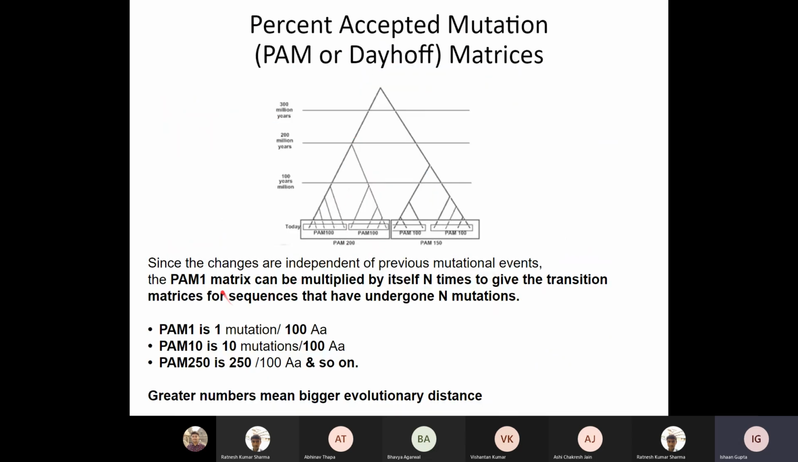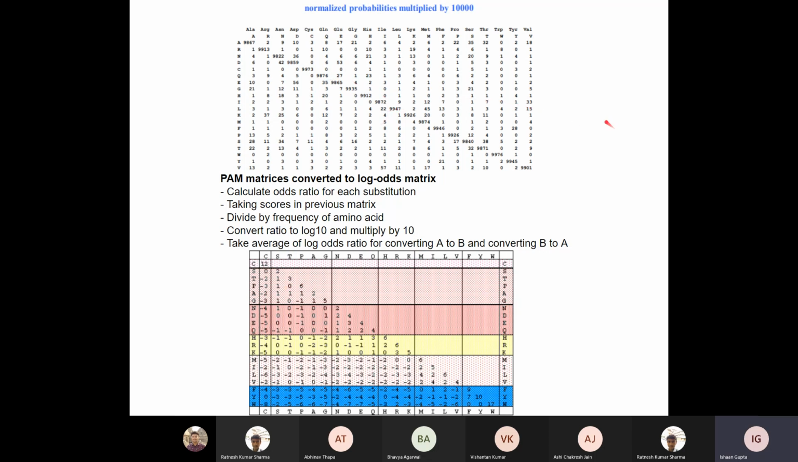Now, because in the PAM1 matrix the assumption is that each mutation event is independent of the other mutation events, the PAM1 matrix can be multiplied n times to give a transition matrix. So if you multiply PAM1 with itself 10 times, then you get a PAM10 matrix. So you don't actually have to look at specific columns because you only construct the PAM1 matrix, right? And you get this kind of scoring scheme, which is converted into an intermediate scoring scheme. Let's say that's why it was -4, right?